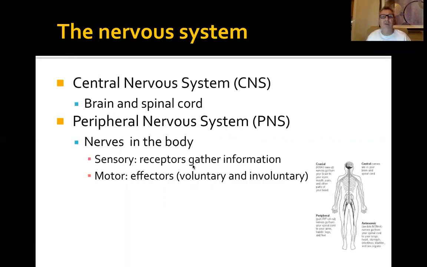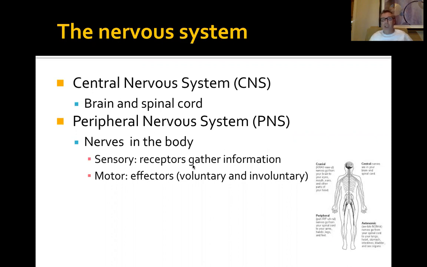All right, so the nervous system we break into two sections. We have the central nervous system, what we abbreviate CNS. That's composed of the brain and the spinal cord. And then we'll have the peripheral nervous system, which is everything else other than the brain and the spinal cord. So the nerves in the body, right?